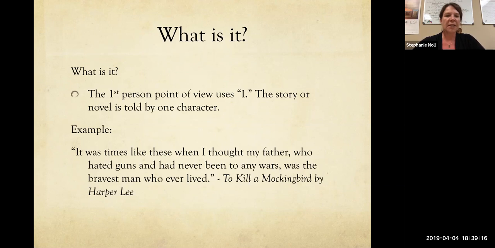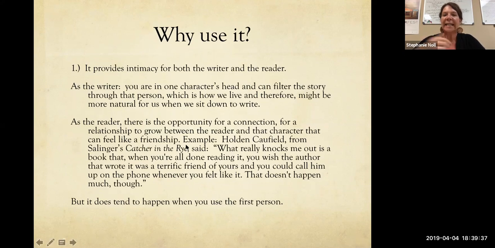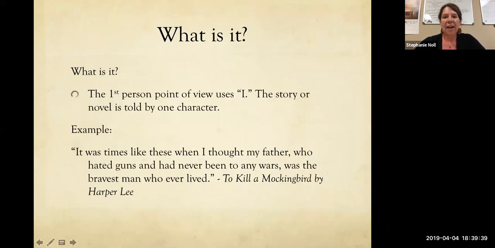And here's a line from the book. "It was times like these when I thought my father, who hated guns and had never been to any wars, was the bravest man who ever lived." The reason I pulled this to illustrate and exemplify the first person point of view is that what you get here is the I, right? You get the thoughts of Scout. So it's very closely related to her thoughts and feelings. It's not being filtered through another party.